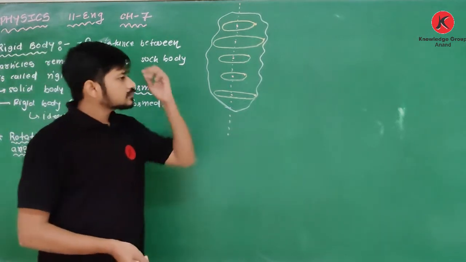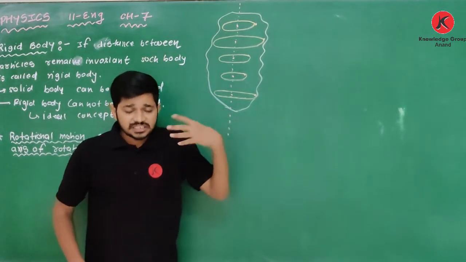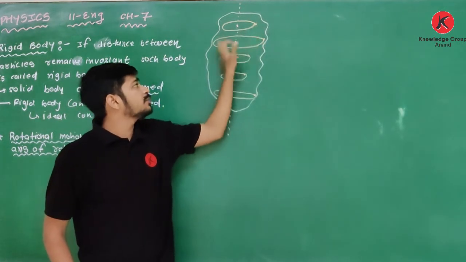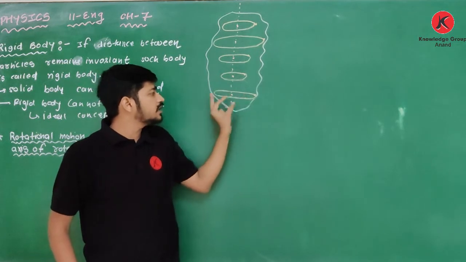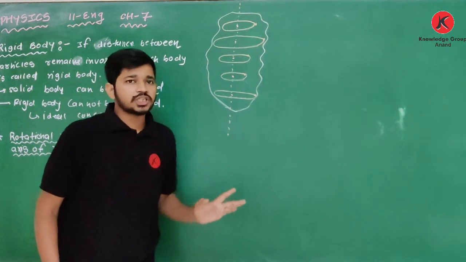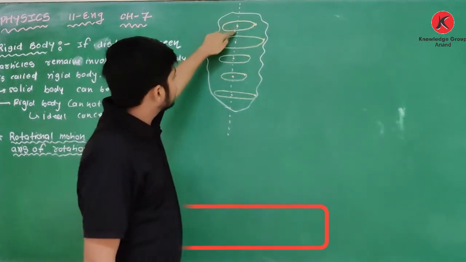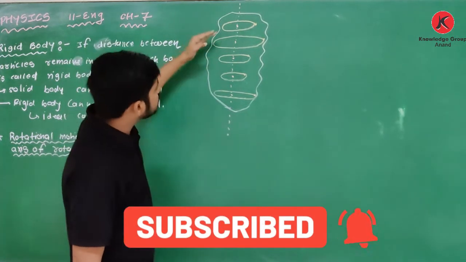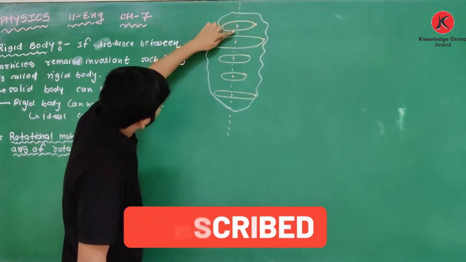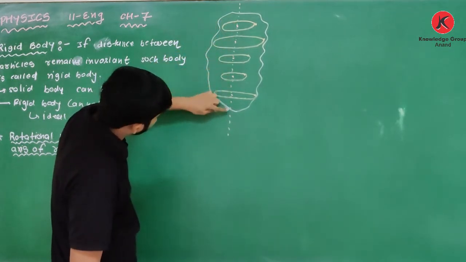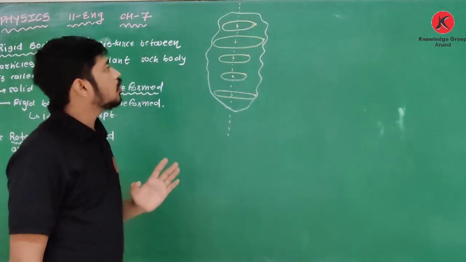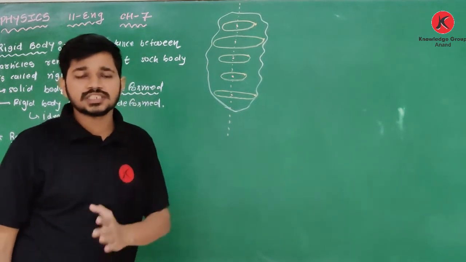Clear? Again, if one object is in motion such that all particles are performing circular motion, and their centers lie or coincide on a definite straight axis, then such motion is called rotational motion.